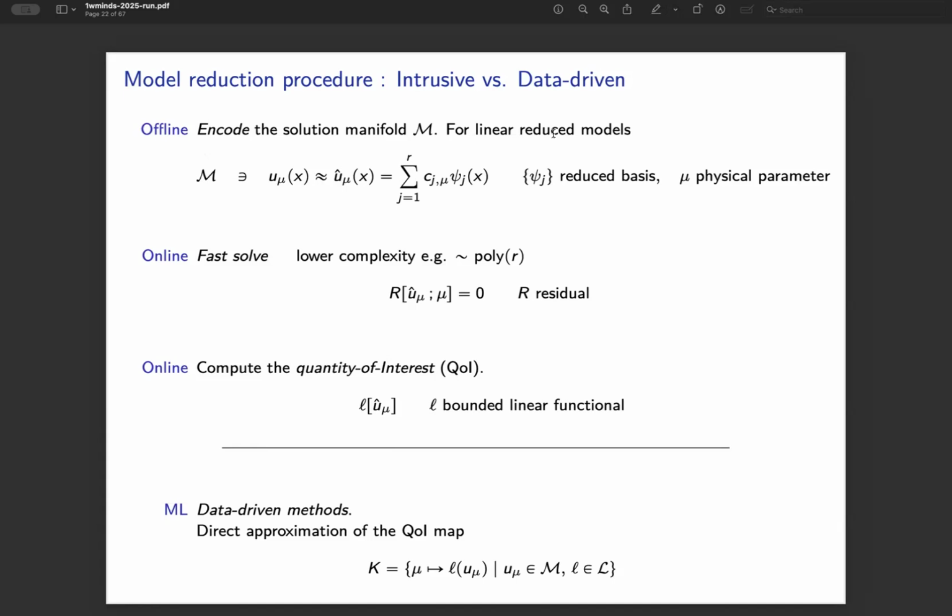This strategy overall is nowadays called an intrusive method. Of course, there are data-driven, non-intrusive methods, which directly go for the mapping that maps from the physical parameter to the value of the linear functional directly. So don't worry about the PDE. If you have samples of this mapping, you can try to fit a regression map, for example, using neural networks, and neglect the PDE and go for the quantity of interest map directly.